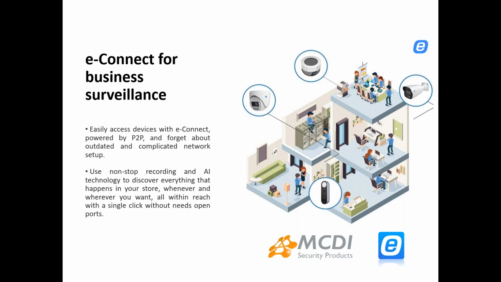access to the app, and they're going to set up a two-way connection, saying if they need to open the door or not. You can open the door on the call, and once they open the door, they're in the office. And we also have cameras right here on the office side to view whatever is going on. You have a turret and a dome, and you can use nonstop recording and AI technology to discover everything that happens in your store whenever and wherever you want, just taking out your phone and pulling up the application. That's just that easy.